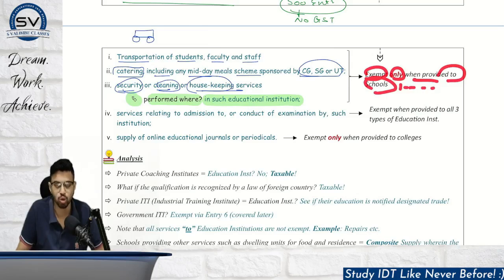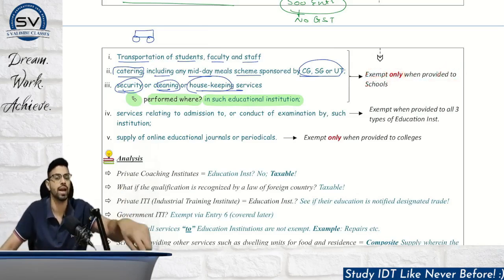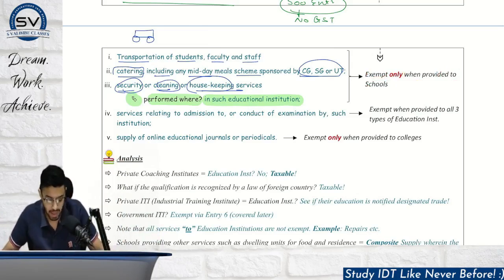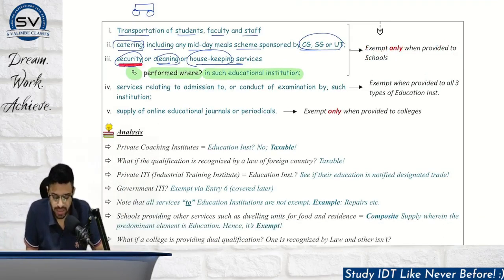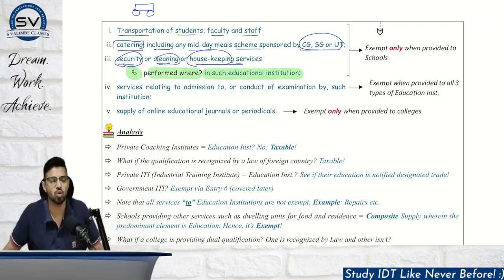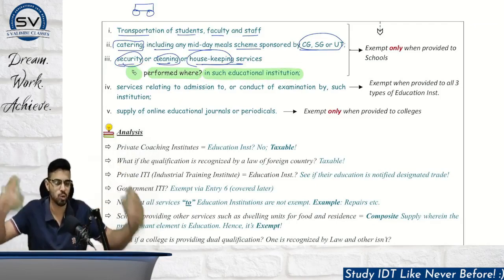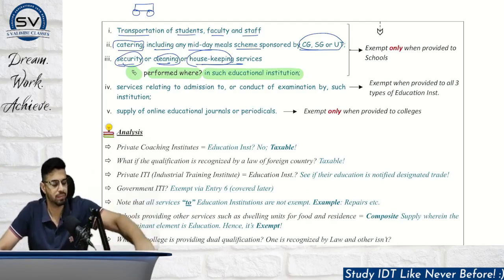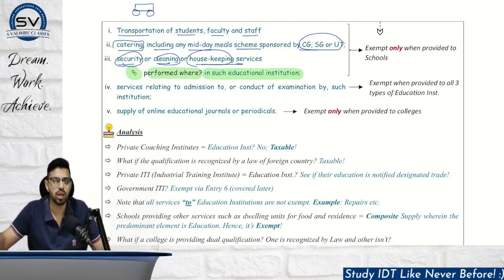Point to be noted, these are exempt only when provided to schools. So in the paper you will write those educational institutions which are providing services from preschool till class 12th. Hope this is clear. Second point to be noted, these security, cleaning, housekeeping services are exempt only when provided in the educational institution. So let's say tomorrow there is a school, let's take my school, Bal Bharti Public School, Pitampura. Now this is in Delhi, okay. So this school obtains some kind of security services for its annual function which is happening in Pragati Maidan.